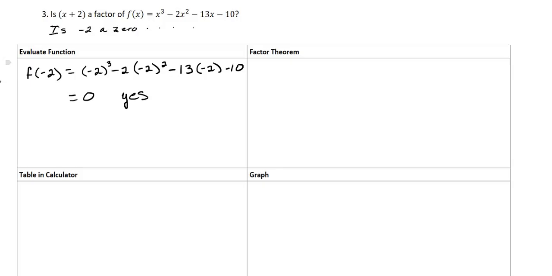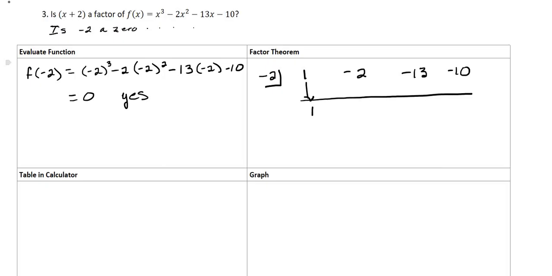The factor theorem says that I can use synthetic division, and if my remainder is 0, then x plus 2 is going to be a factor. And using synthetic division, I bring down this first number, multiply, add, multiply, add, multiply, add. So f of negative 2 does equal 0, so this is a factor.